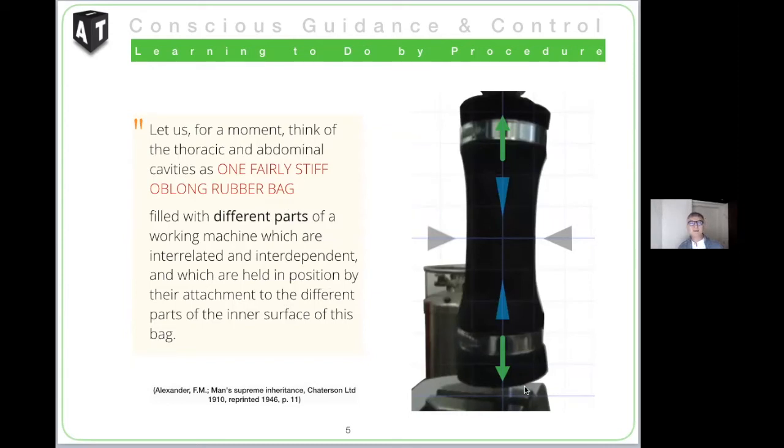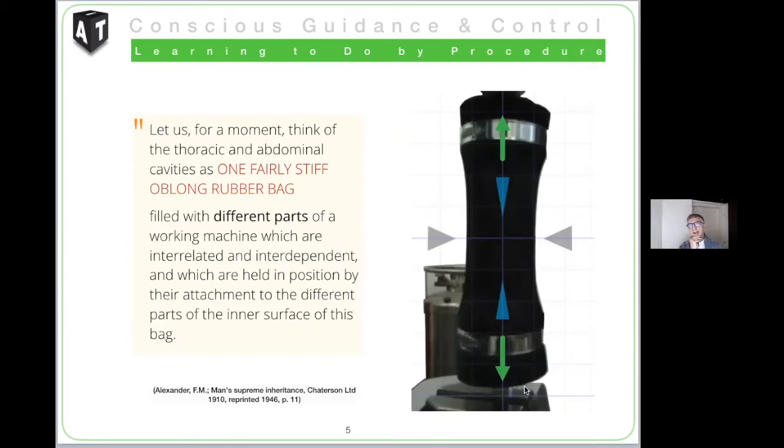Why is Alexander describing the torso as a fairly stiff oblong rubber bag? You can ask yourself the question. I did ask myself the question. What is this idea? Is this just a figure of speech, something you would write in a book that has no impact on the way I teach? Well, it does have an impact on the way I teach because, of course, I didn't see it as a figure of speech. I started to think, wow, that's interesting.